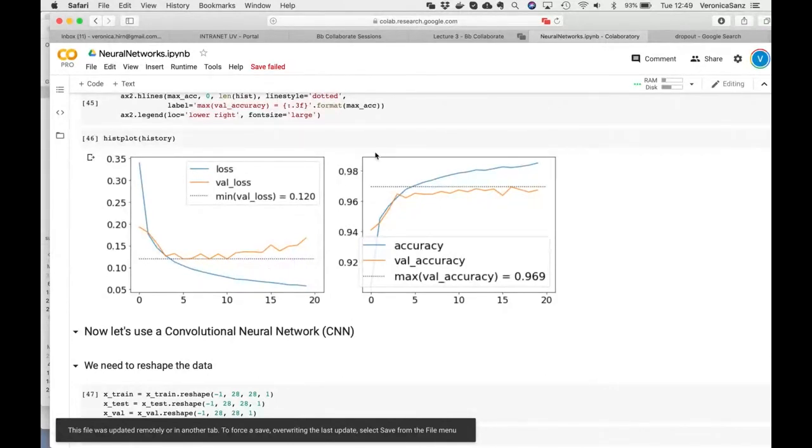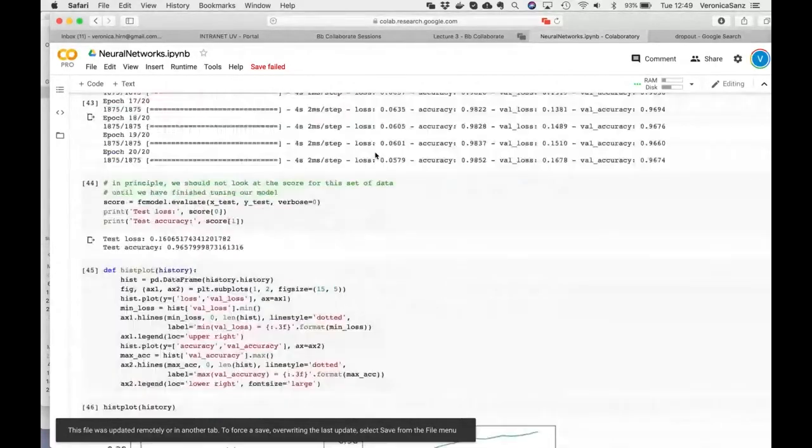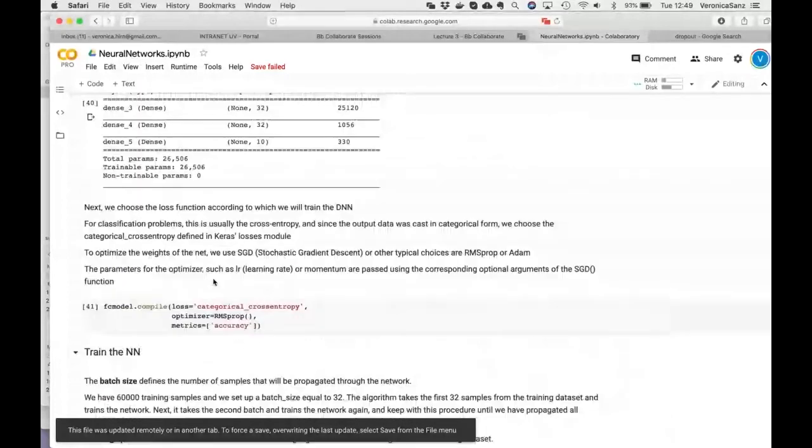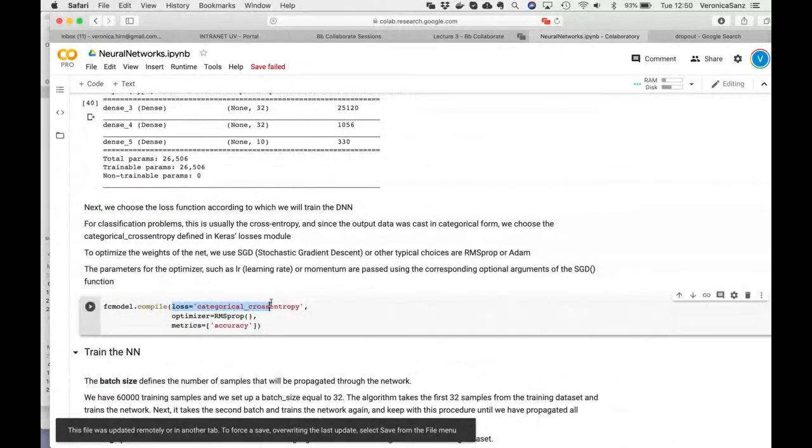Veronica, question. Yeah. So how exactly do you define this loss? So, mathematically, I understand it's a measure of how good you're doing or how bad you're doing, but how do you define it? The loss is the cost function, which in the case of the classification problem we have is called categorical cross entropy.